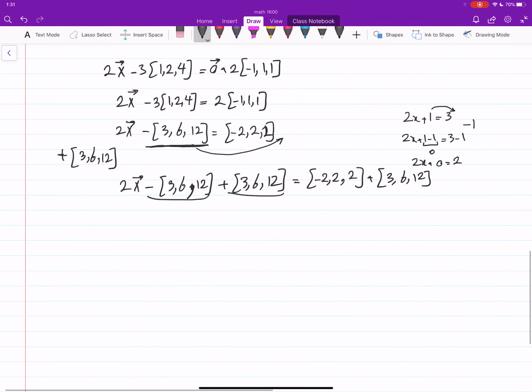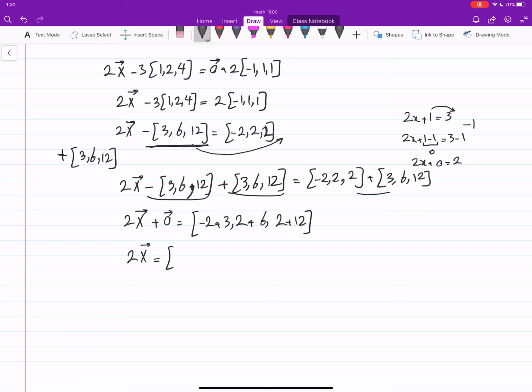Remember that a vector plus its negative is always the zero vector. So this gives us 2x plus the zero vector, which equals, well, that's just vector addition: -2 plus 3, 2 plus 6, 2 plus 12. And 2x, any vector added to the zero vector is the vector itself. So it will be (1, 8, 14). How can we get rid of the 2 here?